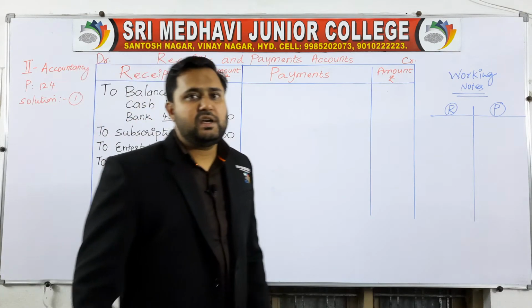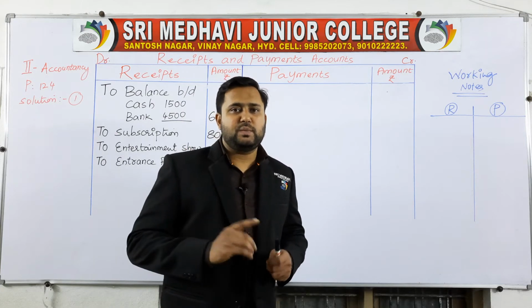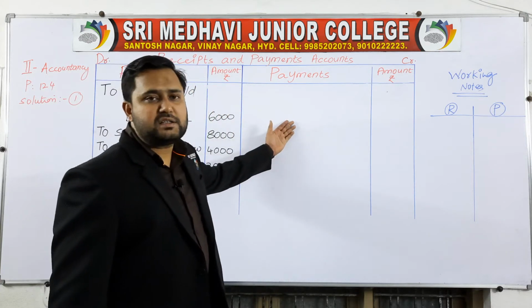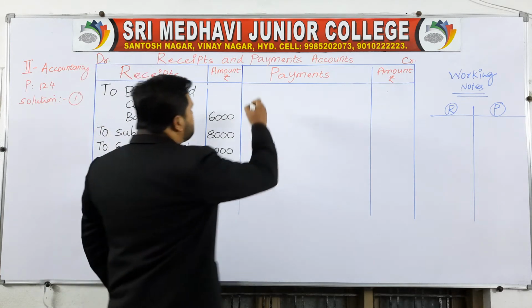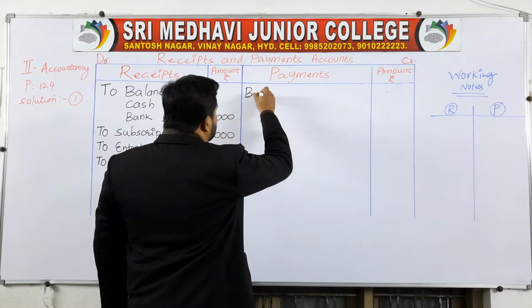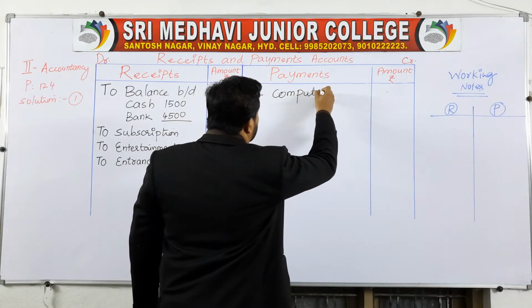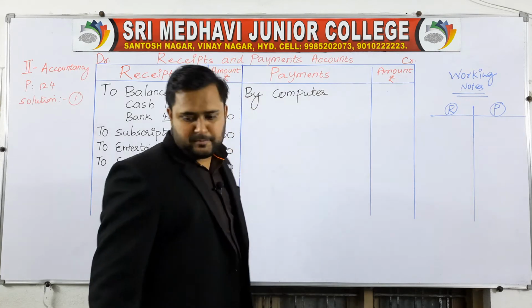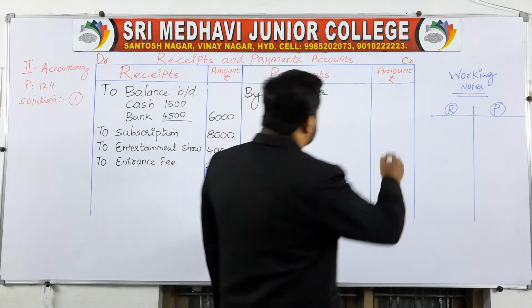Computer purchased. As you purchased a computer, you need to pay some amount. That is why you have to write on the credit side, payments column. By computer, for 3000 rupees.